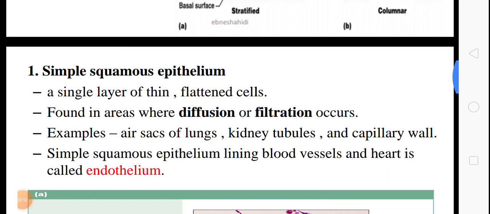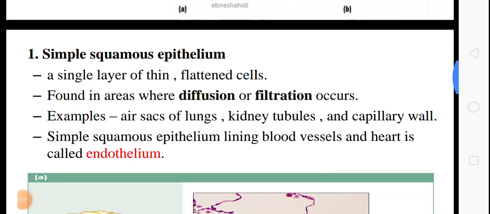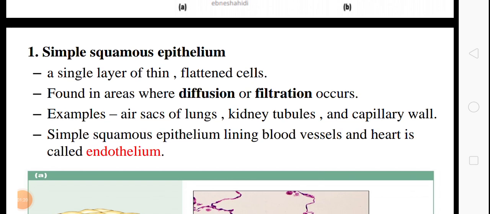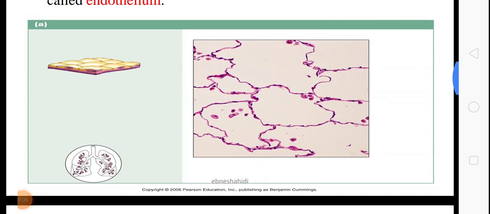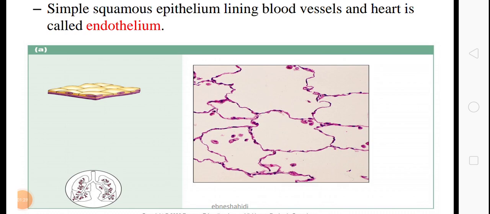Simple squamous epithelium tissue is a layer of thin and flattened cells. It is found in areas where diffusion or filtration occurs. Its examples are the air sacs of lungs, kidney tubules, and capillary tube walls. Simple squamous epithelium lining blood vessels and heart is called endothelium. You can see the figure here. This is the first, squamous epithelium.